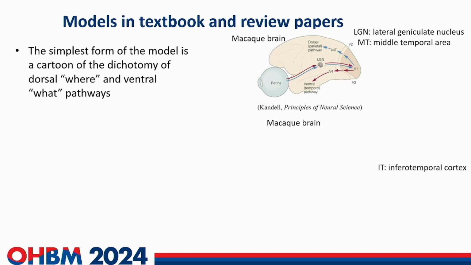So I think people always want to build a model to better understand information processing architecture in the brain. Then the simplest form is making a big simplification, because if we open some neuroscience textbooks, you can see a cartoon of the macaque brain, and you can see a simple dichotomy between the dorsal where pathway, with signal from V1 to MT, or the ventral what pathway traveling through the ventral occipitotemporal cortex. So this is the simplest form.